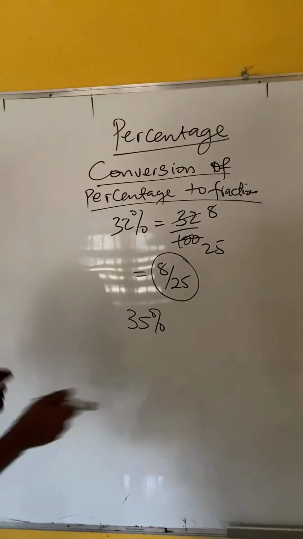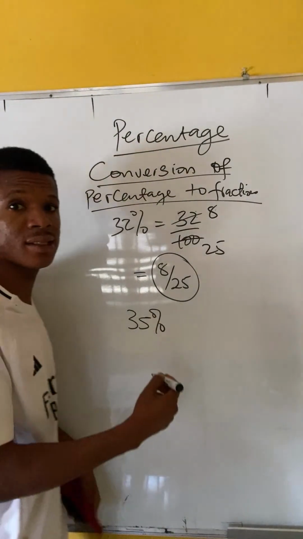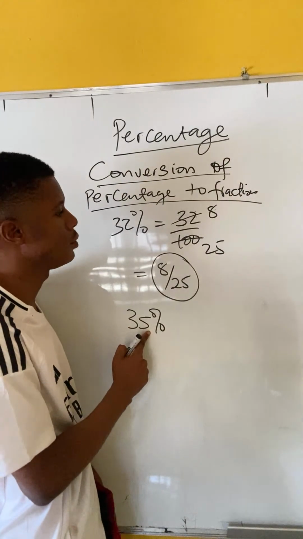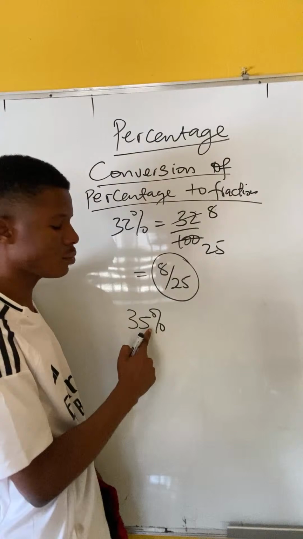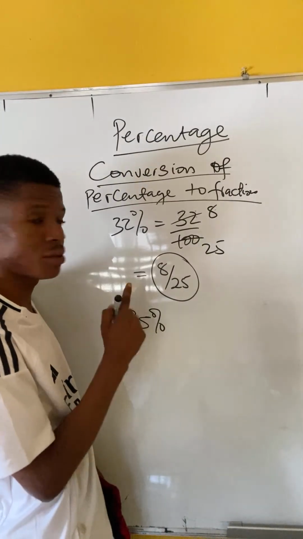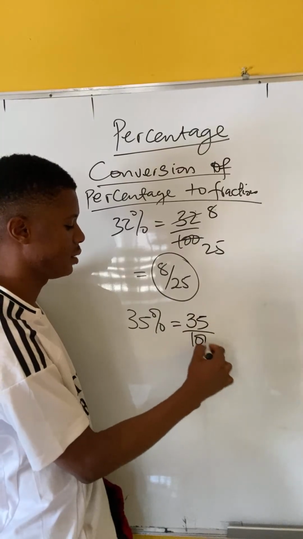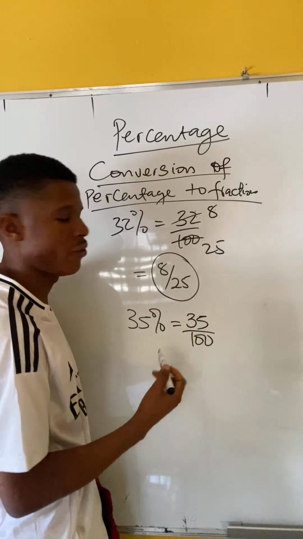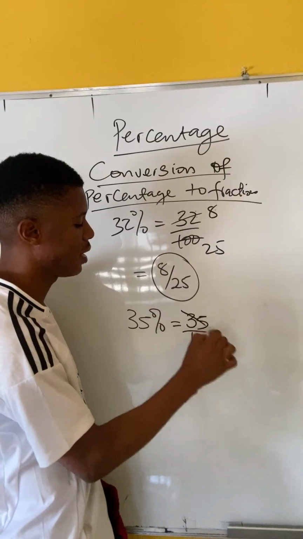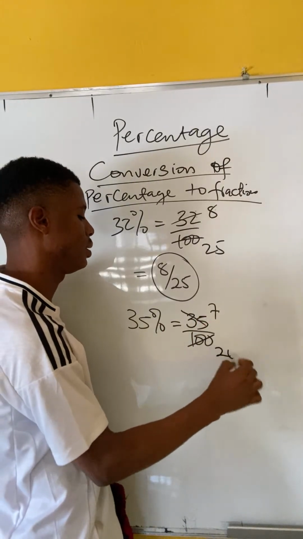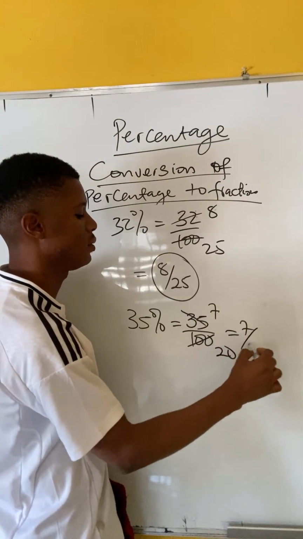Okay, so what do you have? If you have 35% and you want to convert 35% to a fraction, this is just 35 over 100. Okay? You have 35 over 100. 5 divides to give 7. 5 divides to give 20. So the answer is 7 over 20.